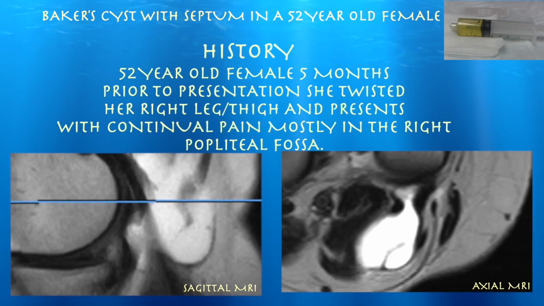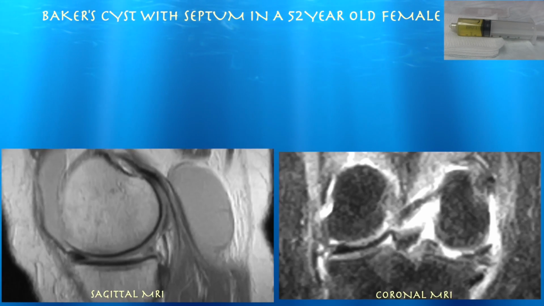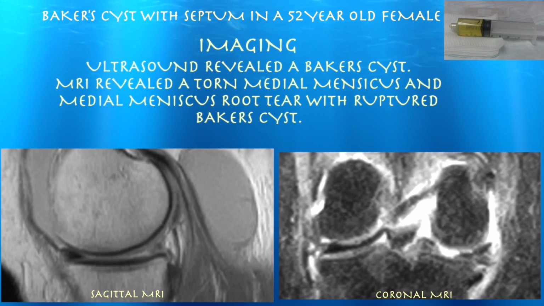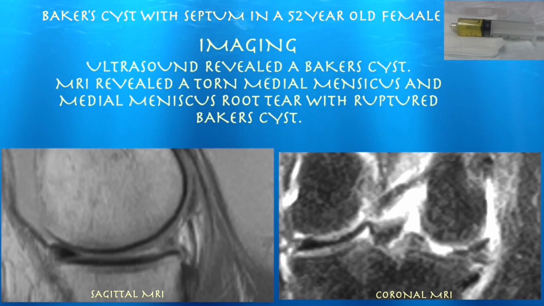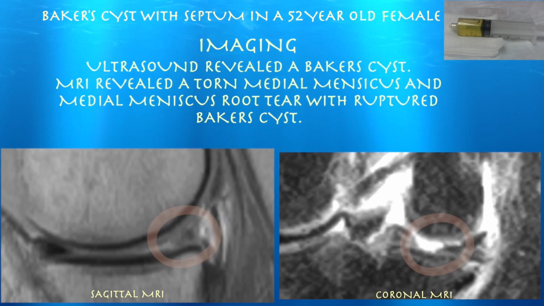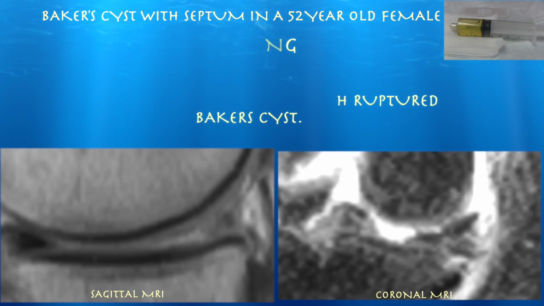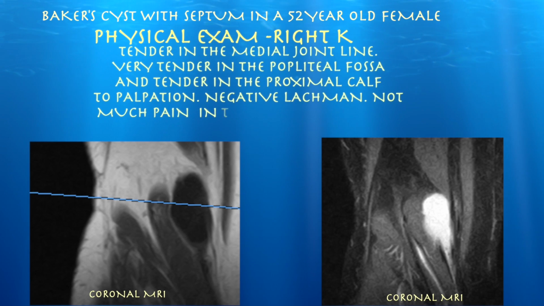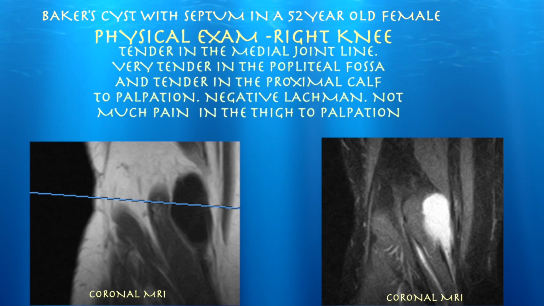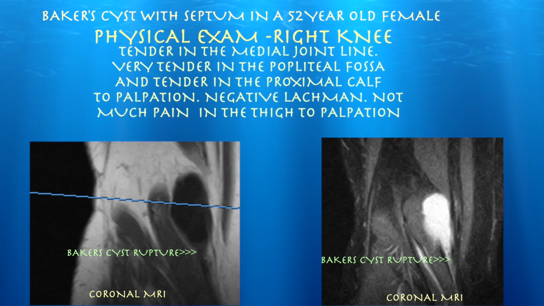Most of the pain seems to be posterior. MRI and ultrasound did reveal a Baker cyst with a septum in it. She also had a torn posterior horn medial meniscus / medial meniscal root tear, posterior horn. In physical exam, she was tender in the medial joint line, also, again, tenderness in the popliteal fossa.